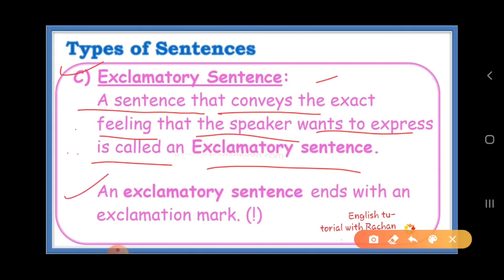And one thing that is also very important for an exclamatory sentence is that it ends with a mark of exclamation. What is an exclamation mark? As you have seen that an interrogative sentence ends with a question mark, in the same way an exclamatory sentence ends with the exclamation mark. Here you can see the exclamation mark, which you can identify very easily. You would have studied it in punctuation also, right? Let's understand the exclamatory sentence in detail.